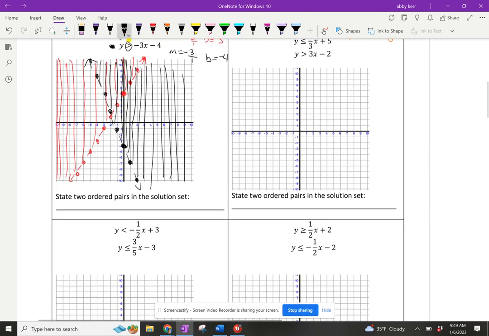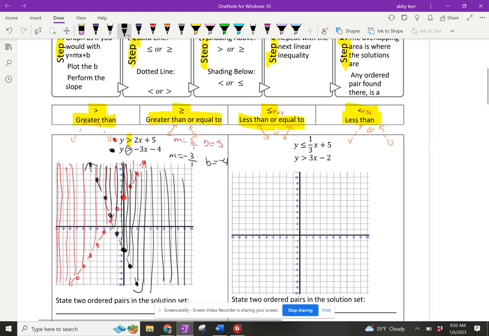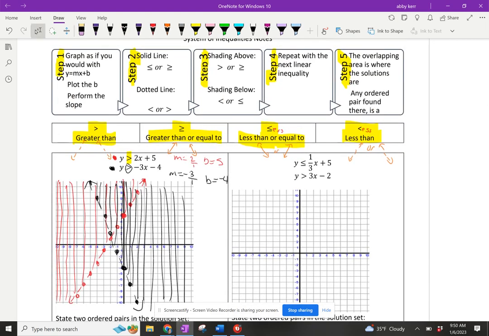So if we were to fix the screen, remember it would go all the way and we could keep going and going and going. We just have a 10 by 10 window, so that's kind of why you just kind of have to visualize it. Now, finally, since there is no next linear inequality, we can move to step 5.